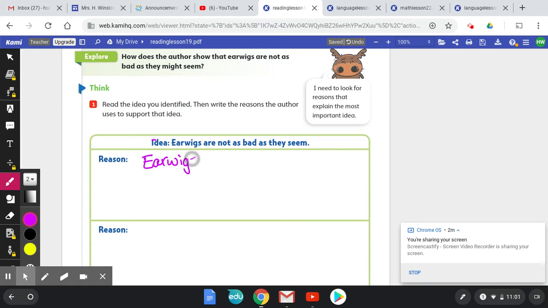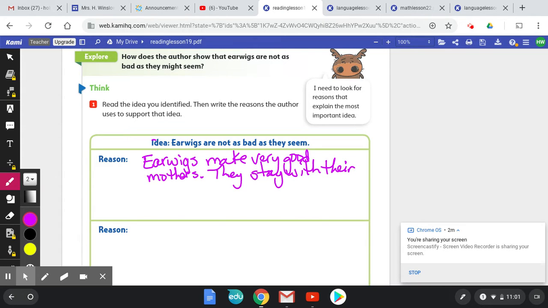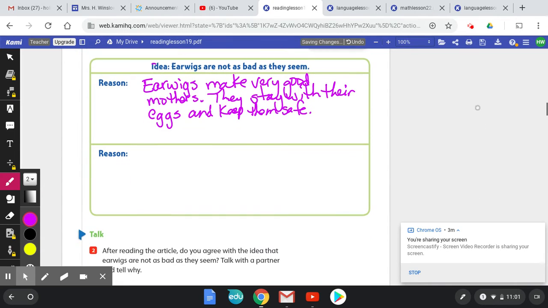Earwigs make very good mothers. And why do they make good mothers? Because they stay with their eggs and keep them safe. Okay. Another reason that we underlined is that they're not as scary as they look.